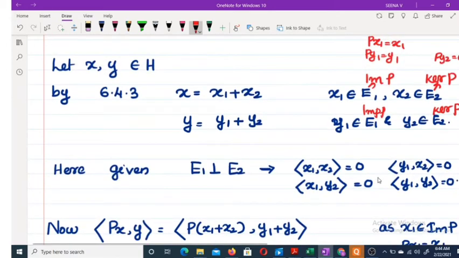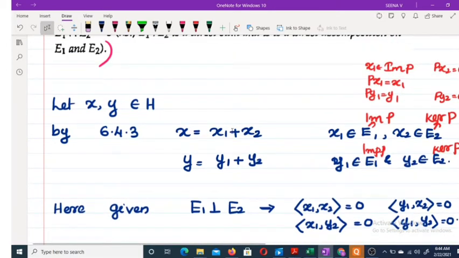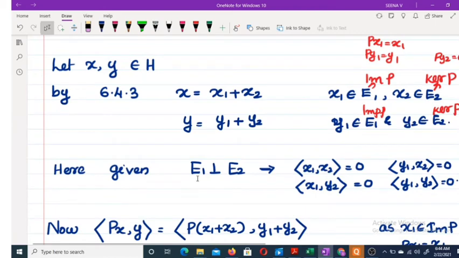Given that we can write x like this and y like this, and given E1 is orthogonal to E2, that means inner product of x1 and x2 equals 0 because x1 belongs to E1 and x2 belongs to E2. Similarly, inner product of y1 and x2 equals 0 because y1 belongs to E1 and x2 belongs to E2.